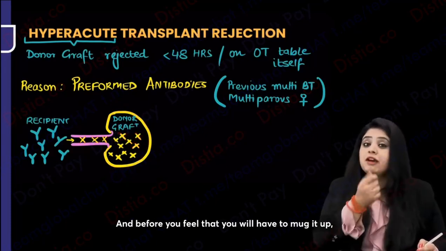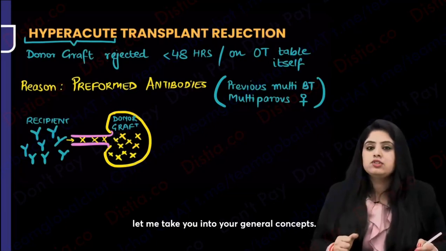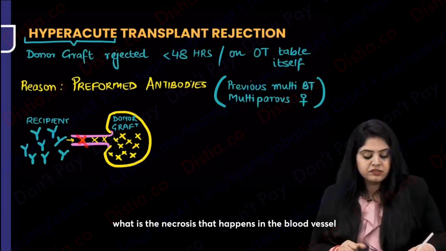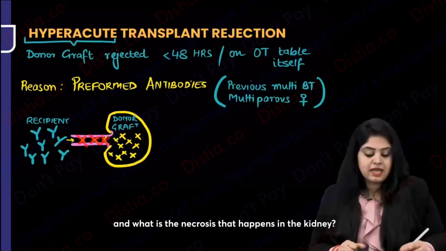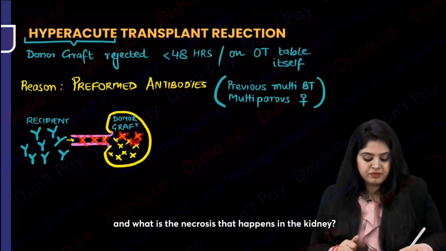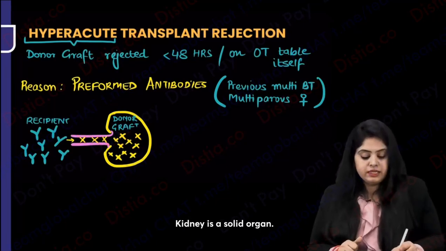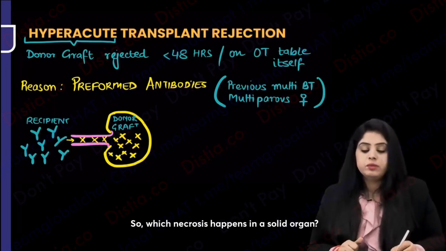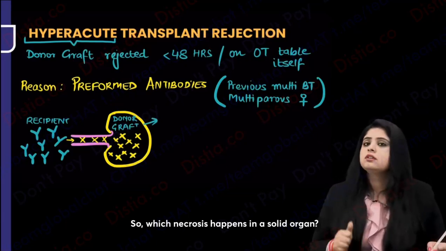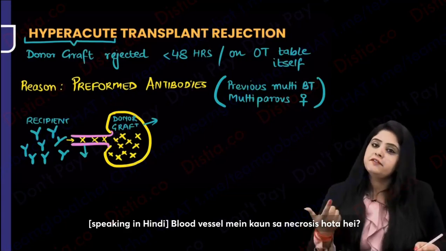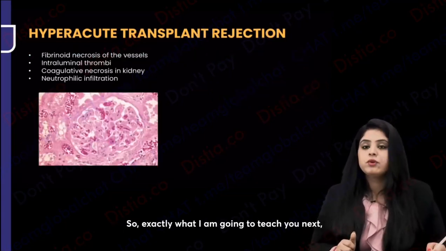And before you feel that you'll have to mug it up, let me take you into your general concepts. Tell me one thing, guys. What is the necrosis that happens in the blood vessel? And what is the necrosis that happens in the kidney? Think logically. Kidney is what organ? Kidney is a solid organ. So which necrosis happens in a solid organ? Coagulative necrosis. Blood vessel में कौन सा necrosis होता है? Fibrinoid necrosis. So exactly what I'm going to teach you next.